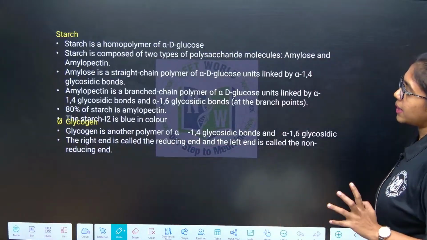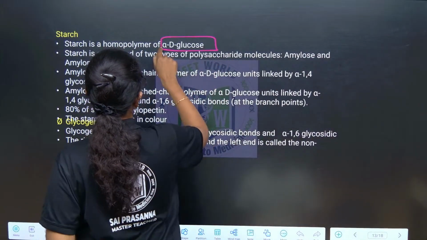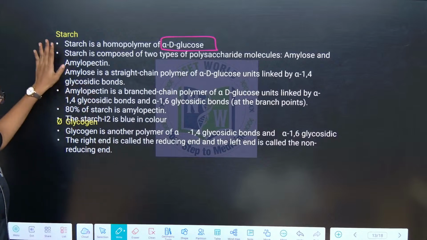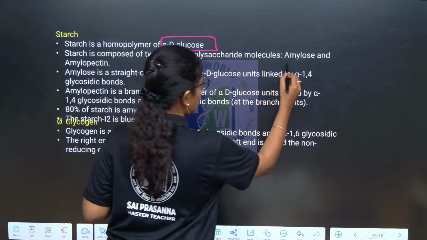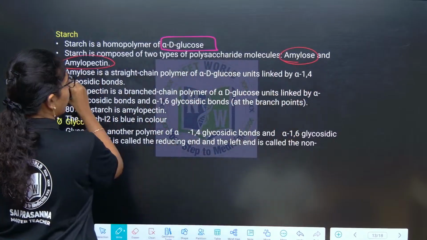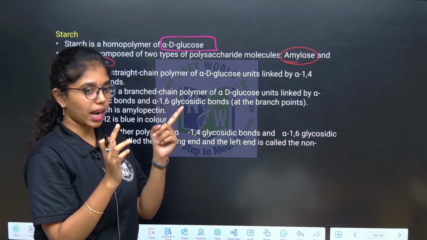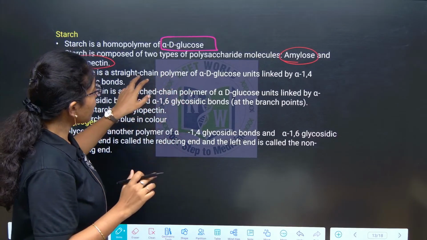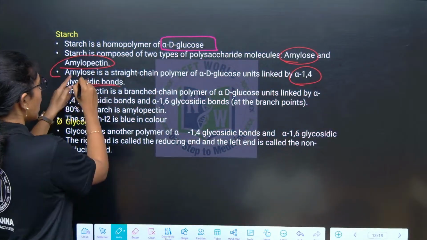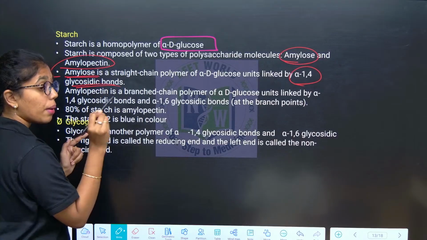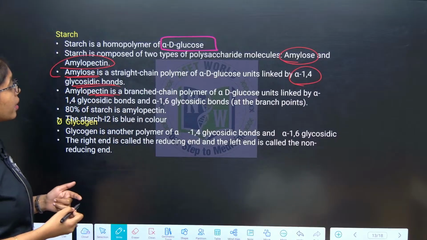Next, starch. This starch is a homopolymer of alpha D glucose. And starch is composed of two types of polysaccharides. You call it as? Amylose and amylopectin. Very good. Amylose and amylopectin. Actually, this is a very branched polysaccharide. Cellulose is unbranched, but this is branched. In the unbranched units, you can see alpha 1,4 glycosidic bonds. That unbranched is what? Amylose. But at branched points, you can see amylopectin with what units?